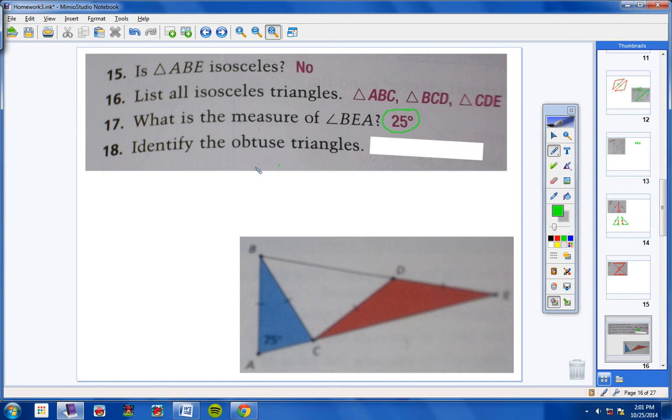And then lastly, number 18 here. Let's take a look at number 18. Identify the obtuse triangles. Well, students, we're looking for triangles that have angles bigger than 90, okay? Now we know for sure, we can pretty well see this one here does, okay?